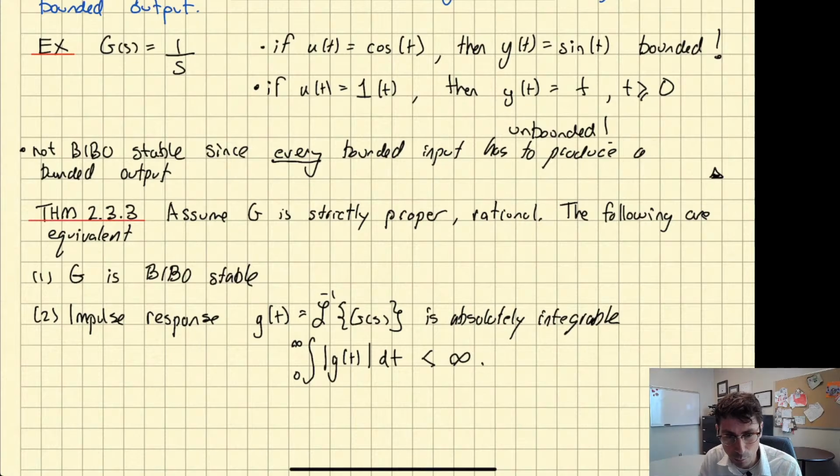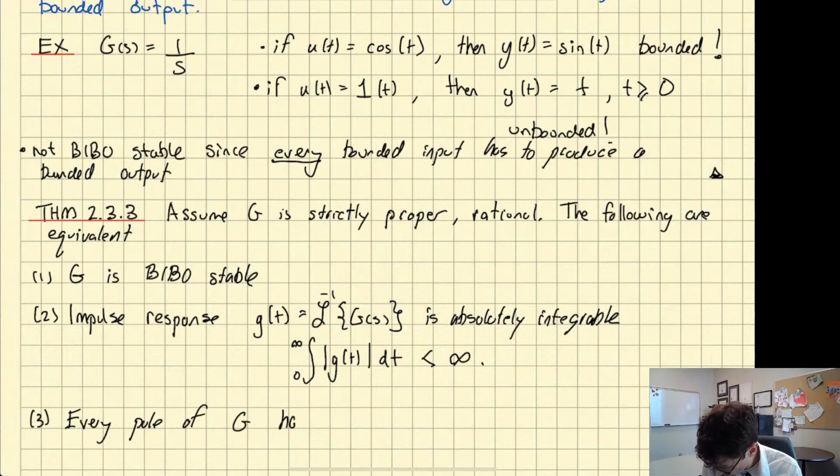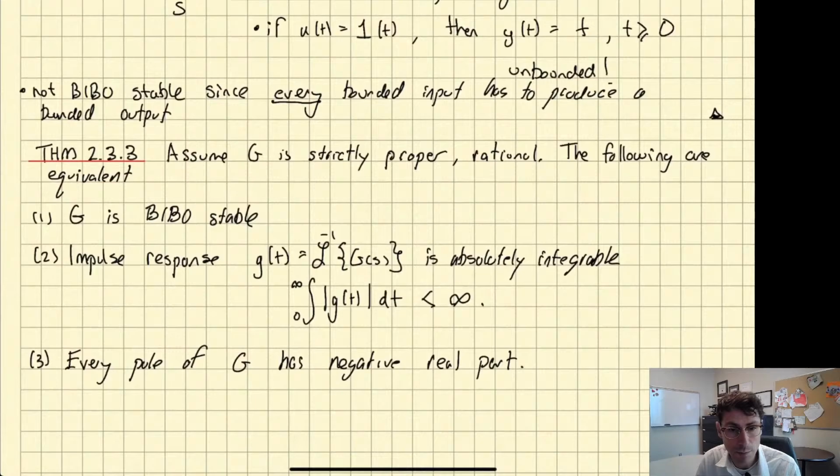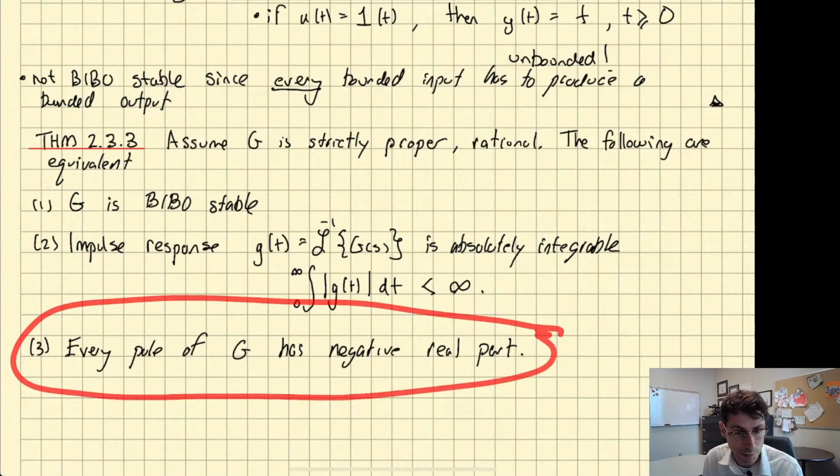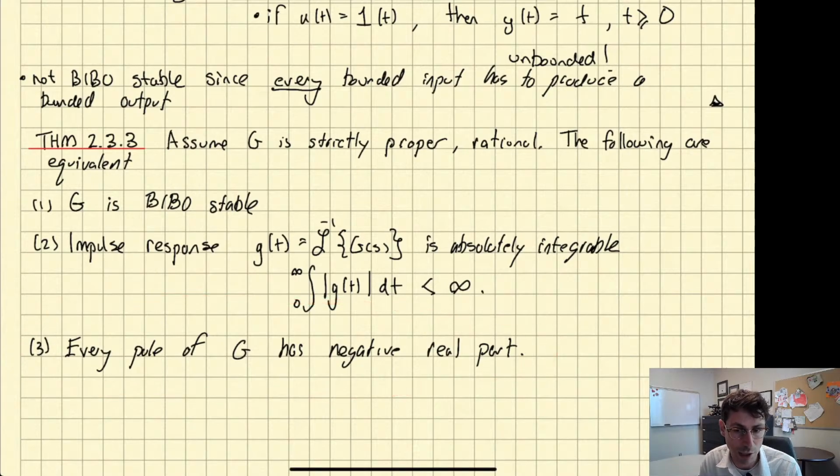And I know I'm over time. I'll just write down the third one and we'll stop there. Three, every pole of G has a negative real part. Okay? So those are all equivalent statements, meaning 1 implies 2, 2 implies 3, 3 implies 1. Of course, the one that we're going to use is the last one. This is the test we're generally going to use for BIBO stability.